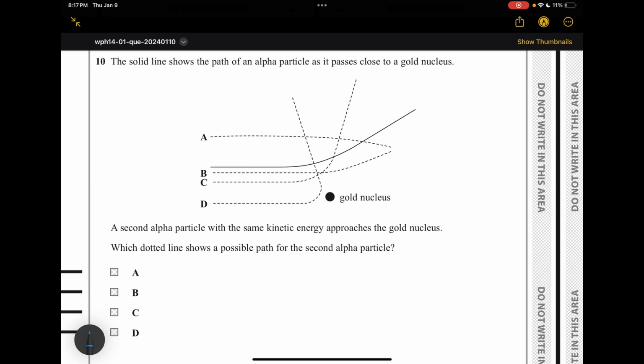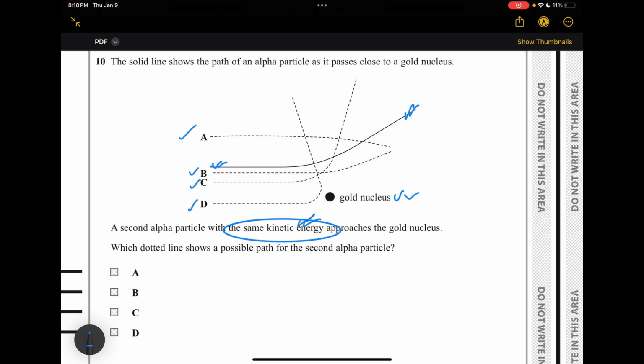Alright, the solid line shows the path of an alpha particle as it passes close to a gold nucleus. So basically this is the path of the alpha particle. A second alpha particle with the same kinetic energy, this is important, approaches the gold nucleus. Which dotted line shows a possible path for the second alpha particle? Here we can see this was the first alpha particle which was deflected by the gold nucleus. They have asked which of these can be the second alpha particle with the same kinetic energy.